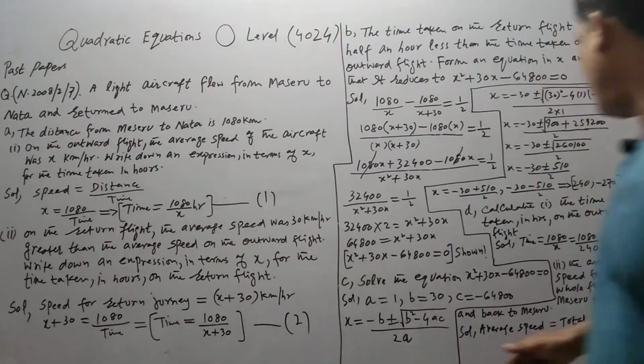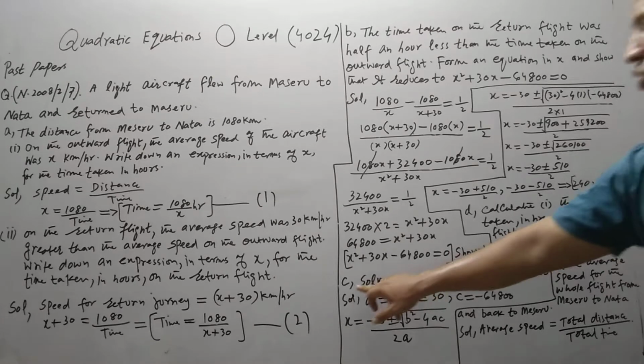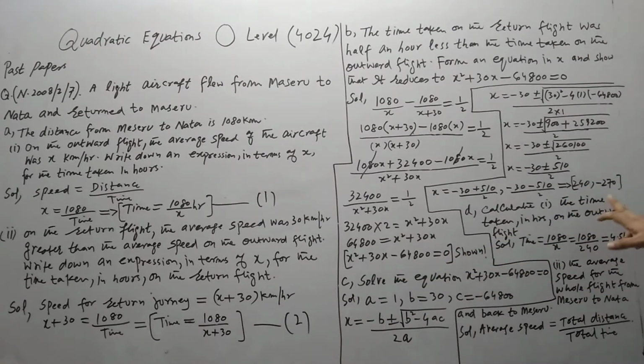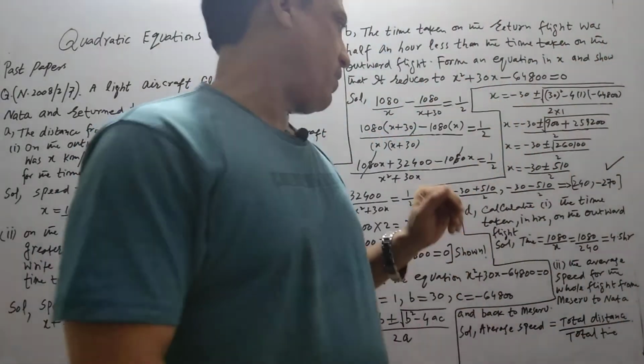So this is our final answer of part C. Part C is solve the equation. We have solved. This is our answer. The next part is part D. Calculate. It has two parts. In part D, we have two parts.